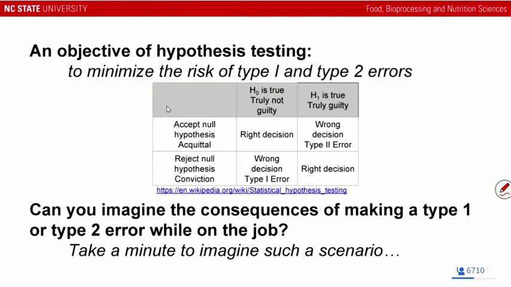So if the null hypothesis is true, that this person truly is not guilty, and we accept that null hypothesis, then that's the right decision to make. If the alternative hypothesis is that this person is truly guilty, and we accept the alternative hypothesis, we make the right decision, right? But you can see in the table, if we say that the null hypothesis is false, then we make the wrong decision because that person was innocent.